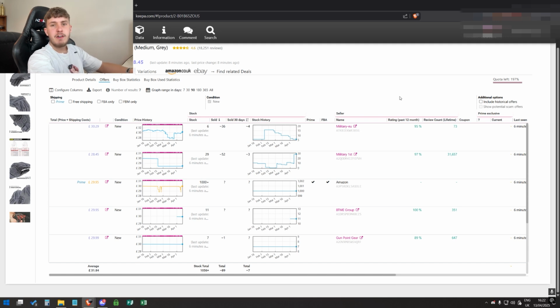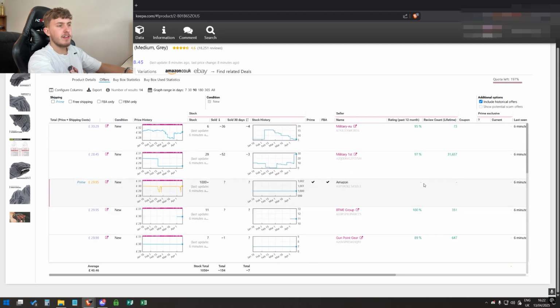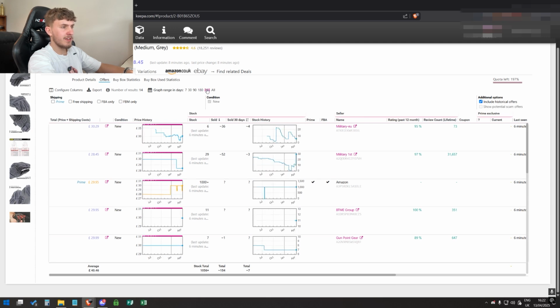So you also want to account for sellers that have sold out previously. So we can turn on this include historical offers bit here, and then we can have a look at all of the previous sellers that have sold this particular size and color. So if we zoom out and do, let's say, last 365 days, we can see this seller is, first of all, seems to have been moving some units.